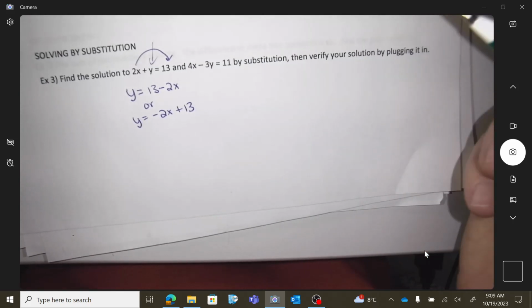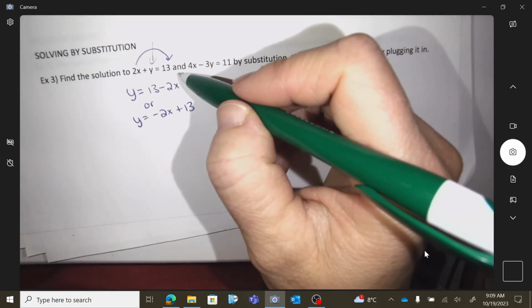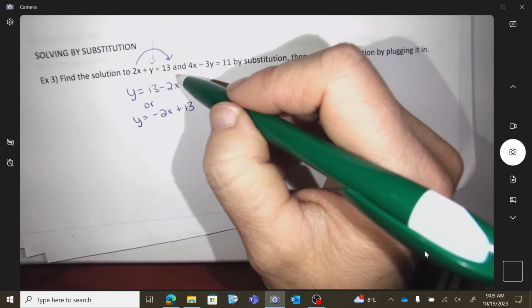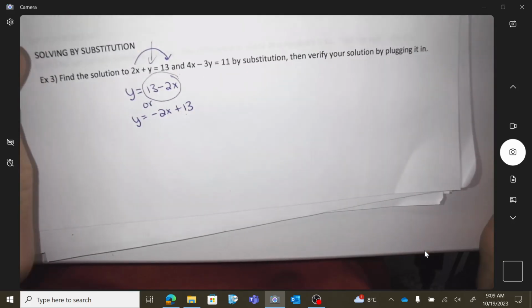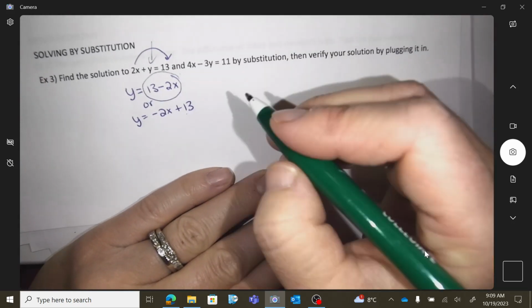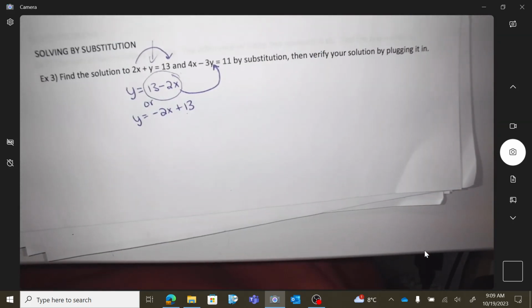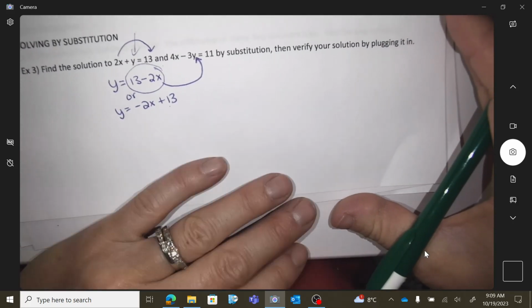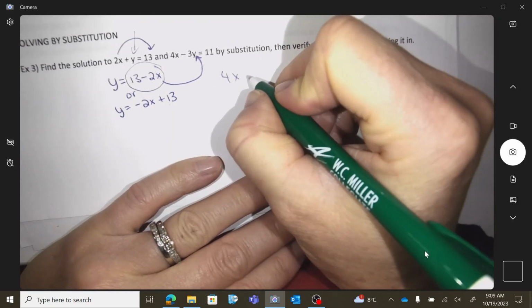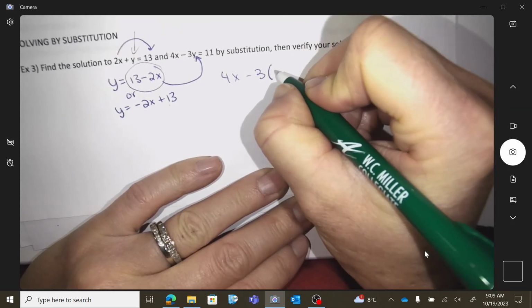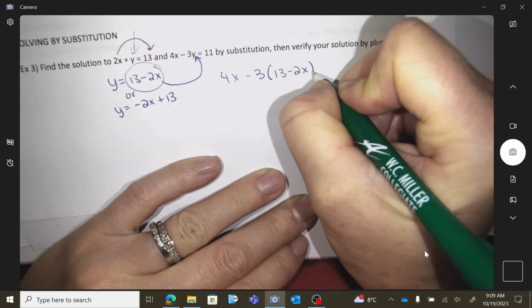Okay, so now let's pretend I took this one. If you did this, keep going. I'm going to put that and substitute it for that y, right? That's the substitution part. So 4x minus 3 times the substitution.